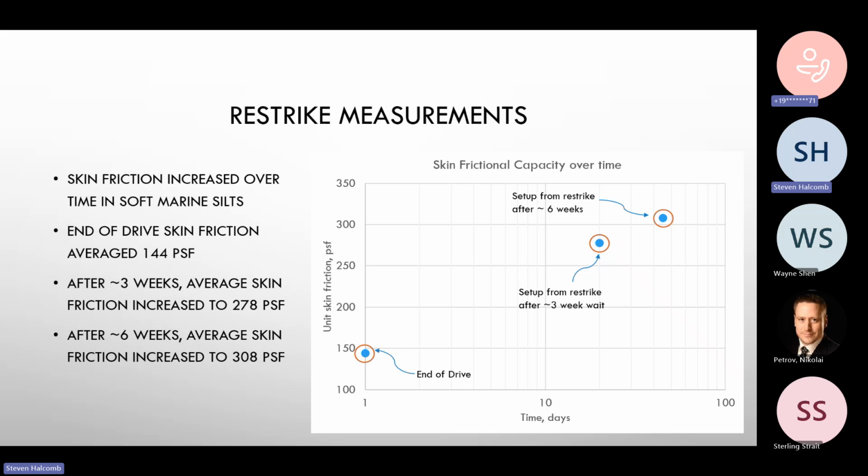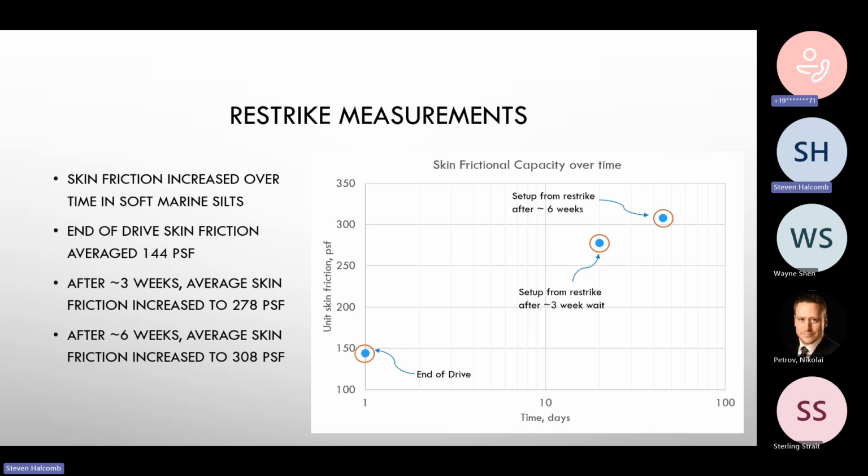So this is one where we restruck the pile after 3 weeks and 6 weeks because of just how low the initial end of drive skin friction, which is on the far left of that plot, was, only about 144 pounds per square foot. We needed quite a bit more, so we did these restrikes to see how the setup would be, and that way we could apply it to a lot of the other piles. It was a pretty beneficial part of the design. It actually helped us quite a bit. I wasn't part of the design, I was only doing the testing, but the design team thought that the capacity would simply be higher, and it wasn't.